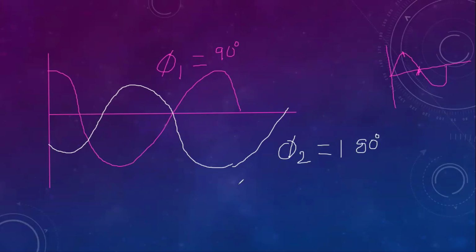Therefore, phase difference phi is equal to phi 2 minus phi 1. That means it is 180 minus 90, which is equivalent to 90 degree. So this is the phase difference between these two waves.